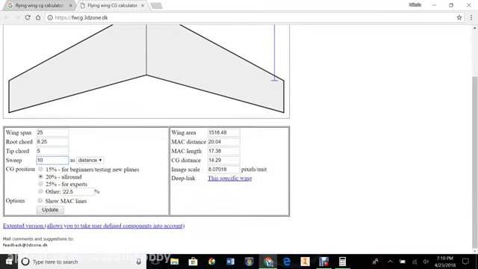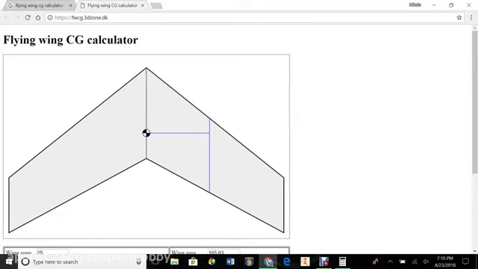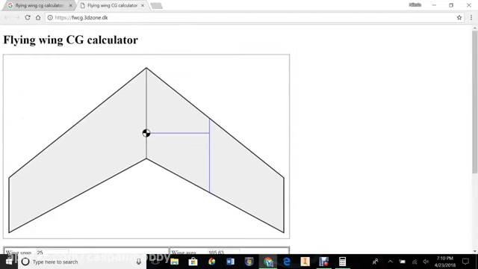And I like to stick the CG around 20%. That's a good area to put it in. 15% if you're a little nervous. That just makes the plane kind of nose heavy, which honestly I don't really like. So all I'm going to do now is hit update, and that is the shape of our wing, and that is our CG. And if you go down here, the CG distance is 5.94 inches. In other words, 6 inches from the nose. So that's how I calculate my CG.